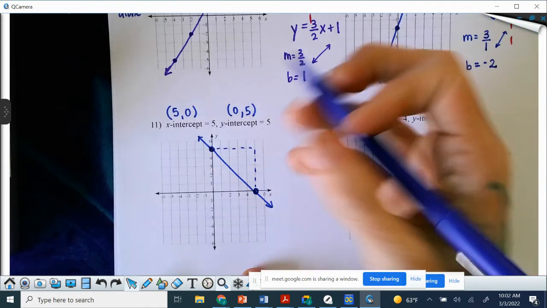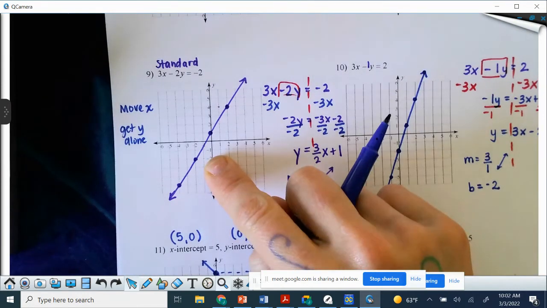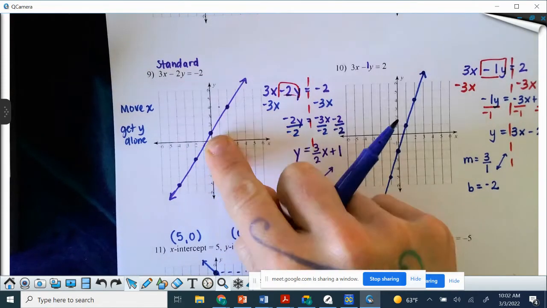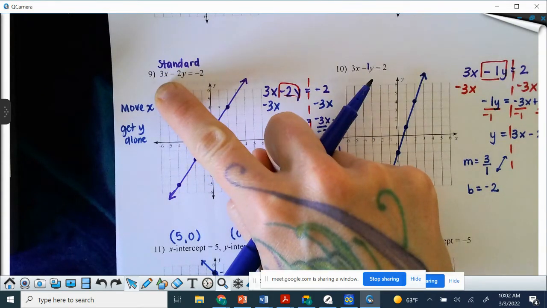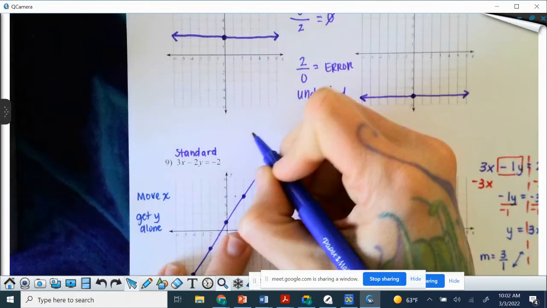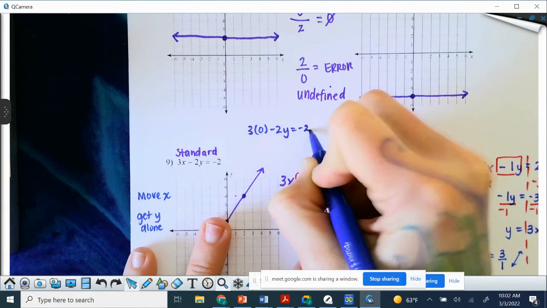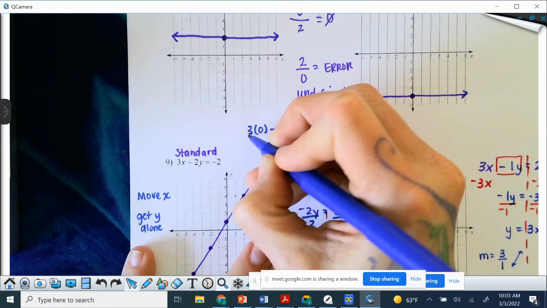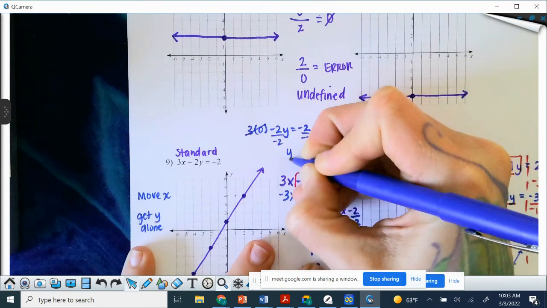So speaking to your x-intercepts and y-intercepts, in this standard form, you could solve for x and y-intercepts as well. In this case, your y-intercept is going to be ugly. It doesn't come through a great point. But if I plug in a 0 for x, so 3 times 0 minus 2y equals a negative 2, I can solve for y and find my y-intercept. So 3 times 0 is going to give me 0, so that's gone. Divide by negative 2, y equals a positive 1.